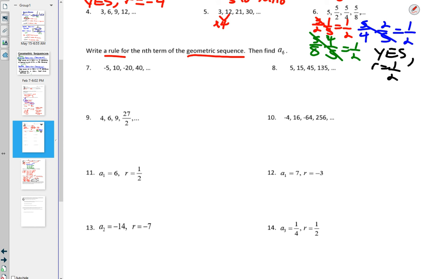Here we have the first amount. We don't have the common ratio. Can we tell by looking at this what the common ratio is? Negative 2. To get from one term to the next, it's times negative 2. So r is negative 2. What is my first amount? Negative 5. So a sub n is equal to negative 5 times negative 2 to the power of n minus 1.